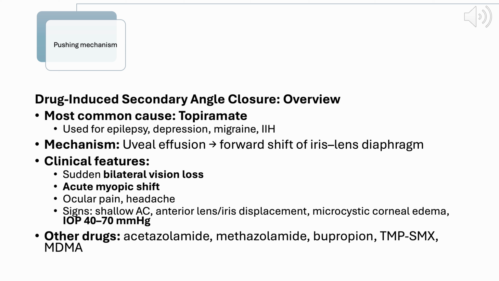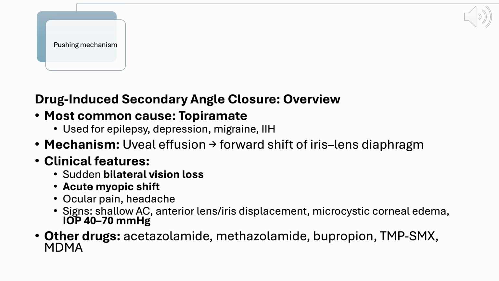Drug-induced secondary angle closure is most commonly associated with topiramate, a medication widely used for epilepsy, depression, migraine prevention, and idiopathic intracranial hypertension. The underlying mechanism is uveal effusion, which pushes the iris lens diaphragm forward, leading to a sudden shallowing of the anterior chamber and angle closure.